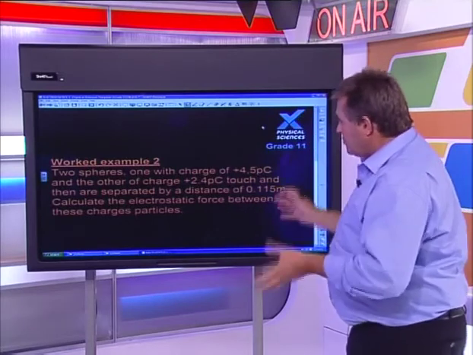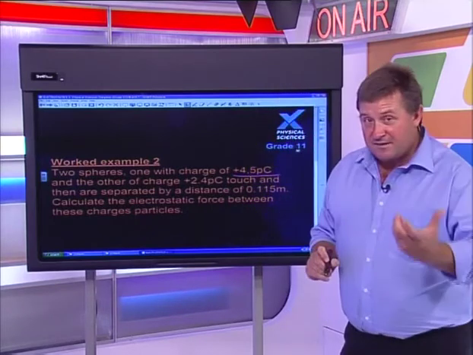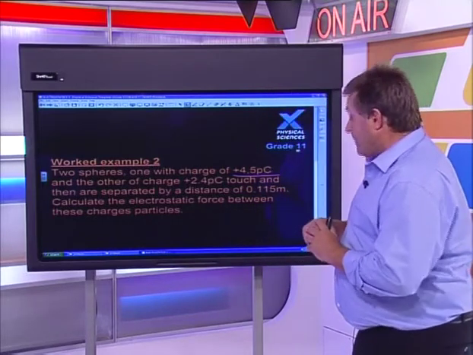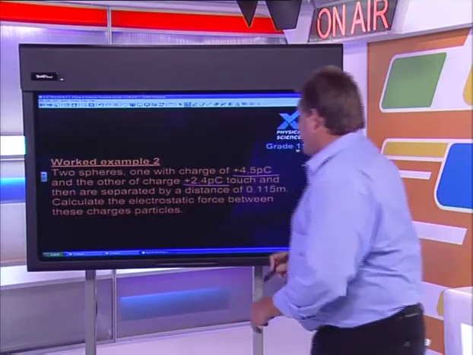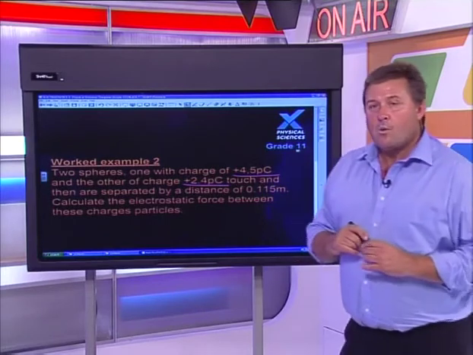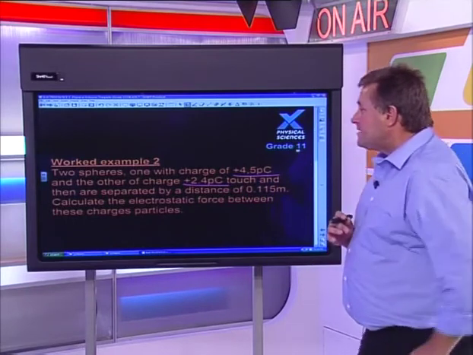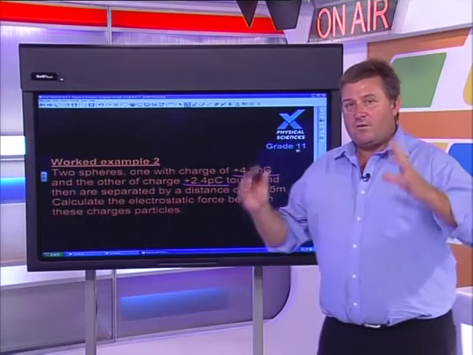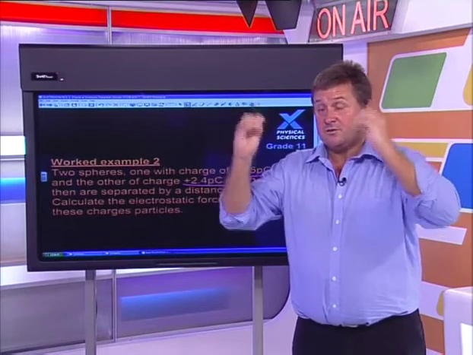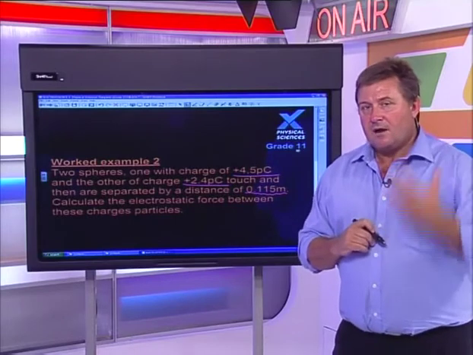So what I've got here is two charges, one with a charge of plus 4 picocoulombs, so now I've introduced my order of magnitude into the question, and the other a charge of 2,4 picocoulombs, okay? And they touch each other and are then separated by a distance of 0,115 meters, okay? Calculate the electrostatic force between these two charges, okay? So guys, we've got two charges. They're going to touch and they're going to separate out to a distance of 0,115 meters. Guys, how do we handle this type of problem?